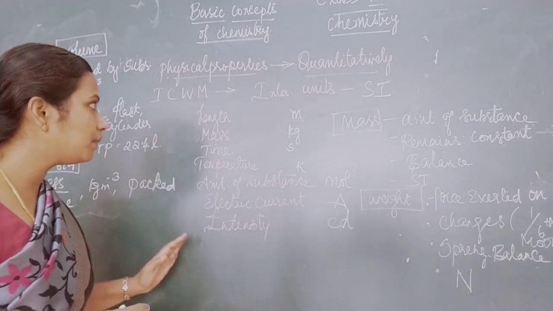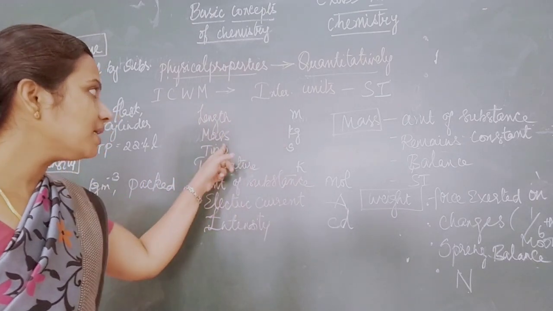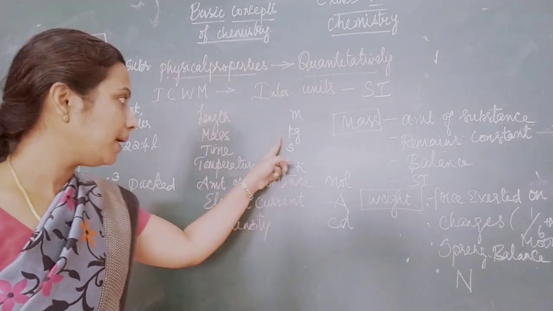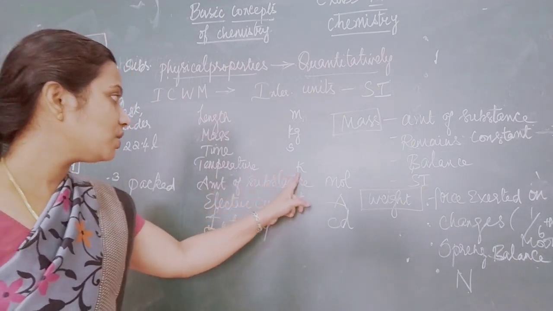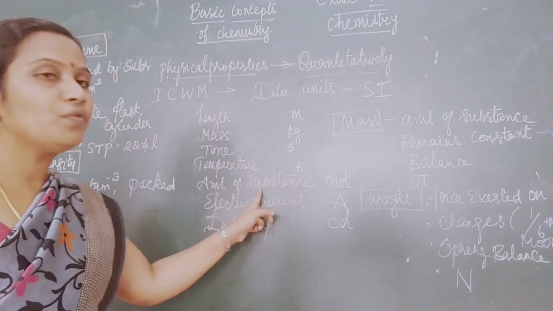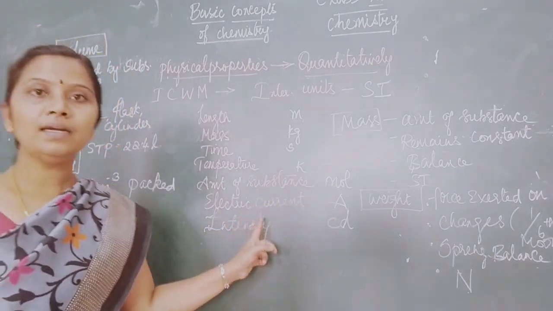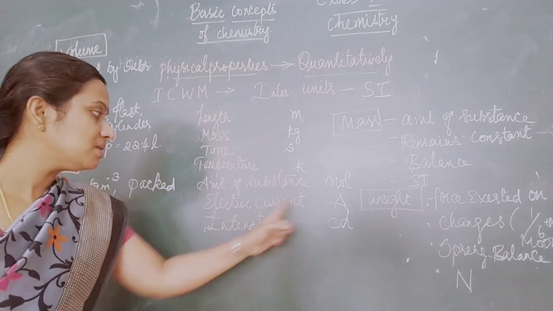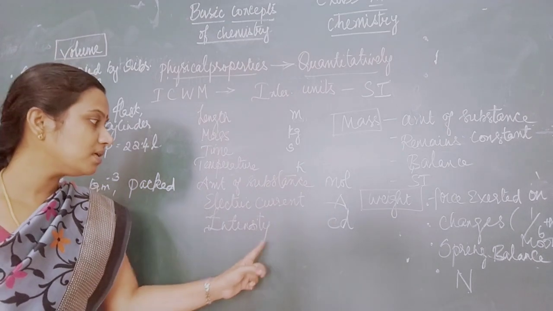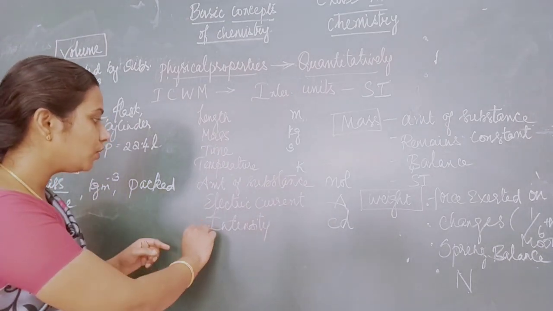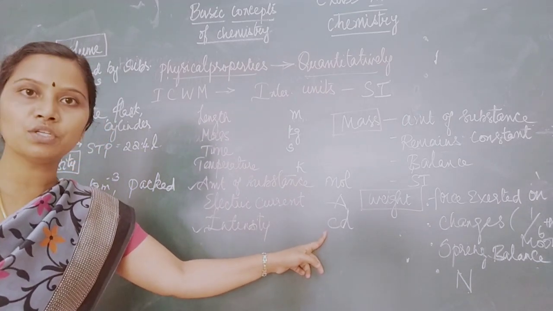So, these are the physical properties. Length. How will you measure length? By means of meter. Mass can be measured by means of kilogram. Time can be measured in seconds. Temperature is measured in the Kelvin scale. Amount of a particular substance is measured in terms of mole. Electric current is measured in terms of amperes. And luminous intensity is measured in terms of candela. These two will, I think, be new for you. Amount of substance is mole and intensity is measured in terms of candela.